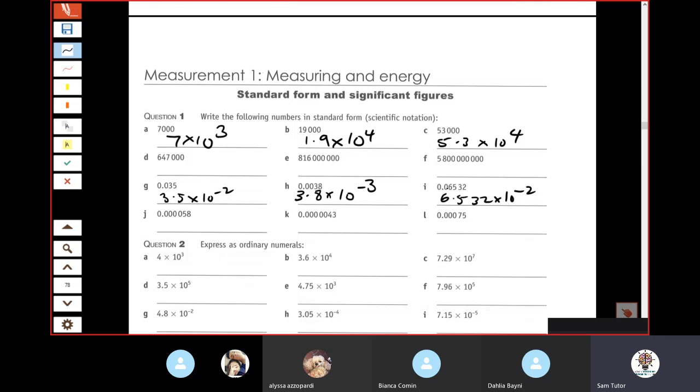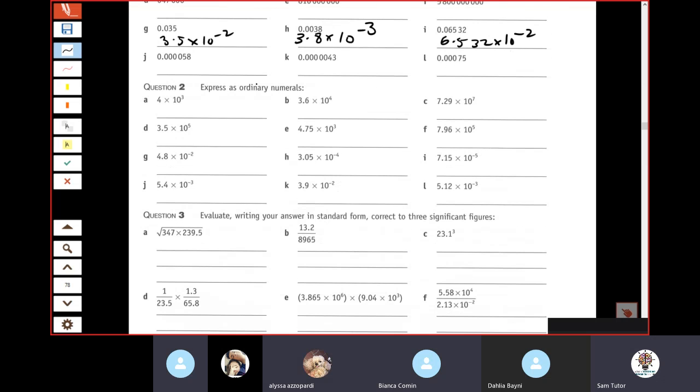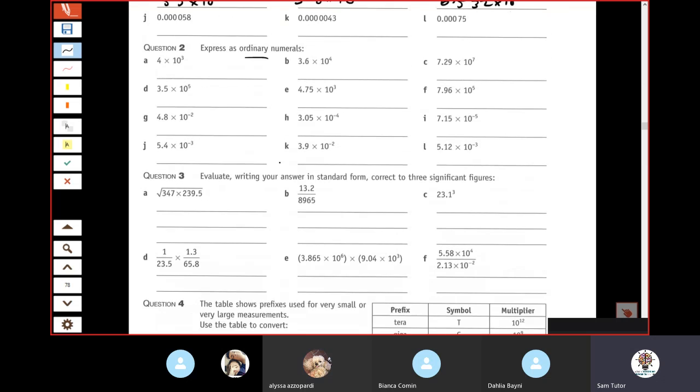So start from 0. They're all negatives. These ones. The number you begin with must be bigger than 1, but smaller than 10. So like here, I didn't choose 53. It's 5.3, and then 1, 2, 3, 4. Here, it's not 6,532. It's 6.532 times 10 to the power of, go back 1, go back twice. Okay. Express as ordinary numbers. You just plug it into your calculator.